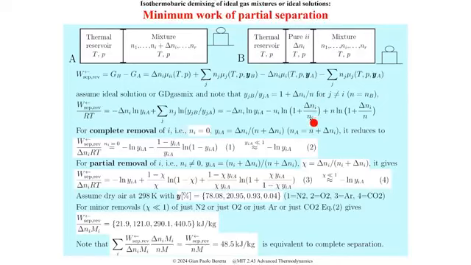Now there are several cases that may be interesting. For example, I could consider the complete removal of constituent I. So a case in which I do want to take, for example, CO2. Maybe I want to extract it all, so I don't want to be left with any in my final mixture. So Ni should be 0. That's complete removal. And that expression here gives us this result.